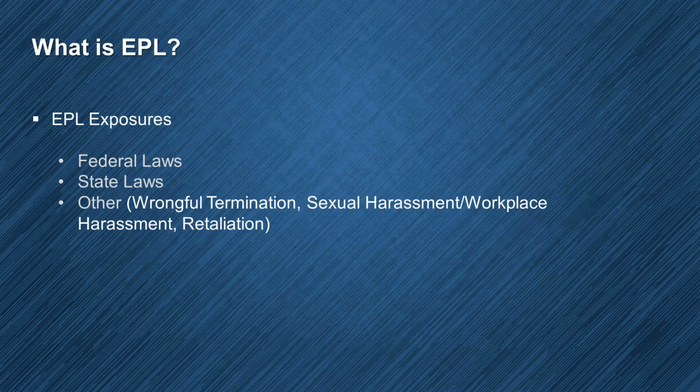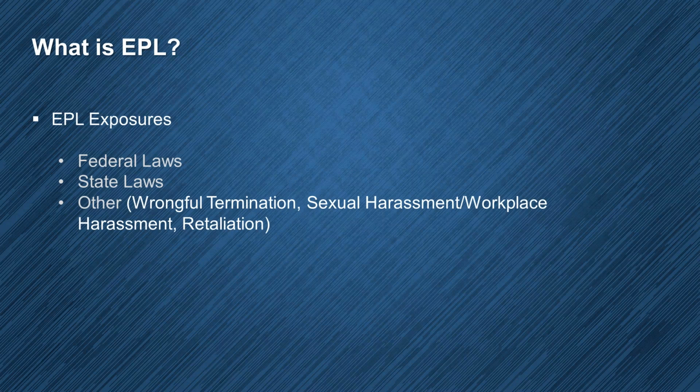And so where do EPL claims come from? There are federal laws such as FLSA and FMLA, and Title VII of the Civil Rights Act of 1964, which is what created protected classes. It prohibits discrimination because of race, color, religion, sex, national origin, or pregnancy in hiring, firing, compensation, and in any term or condition of employment.